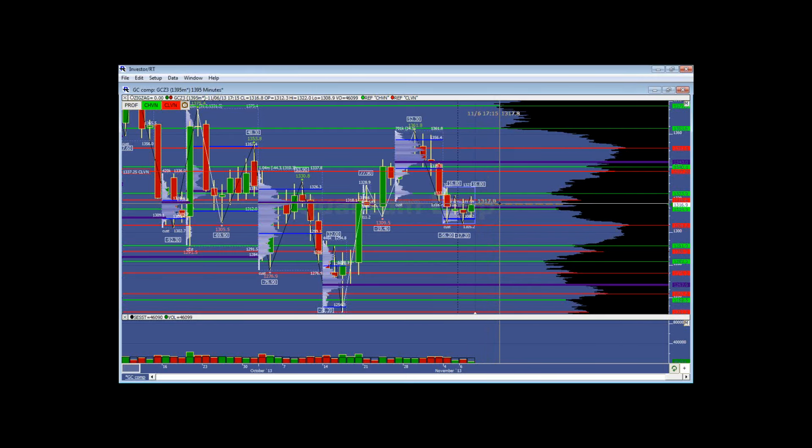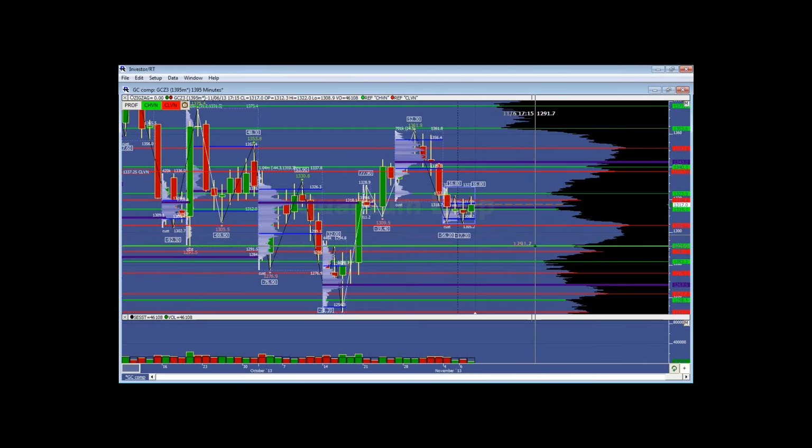Value area high is 1317.18. Value area low is 1308. My hypothesis remains the same right now for gold. We need to hold 1304. If we don't hold 1304, 1300's getting tested, and I think we don't hold at this time.